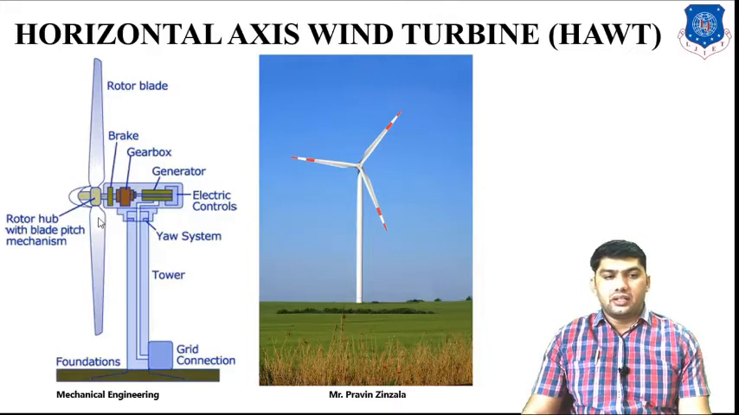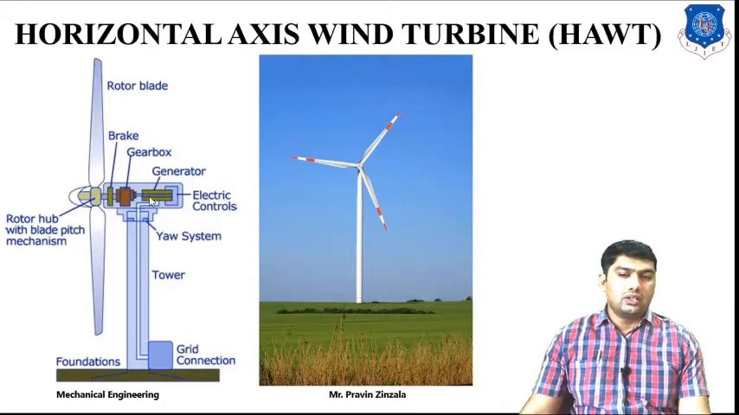Second is the pitch control mechanism. With changes in wind velocity, we still have to supply constant RPM and constant torque to the gearbox. So by changing the blade angle, we can change the torque and revolution of the shaft.